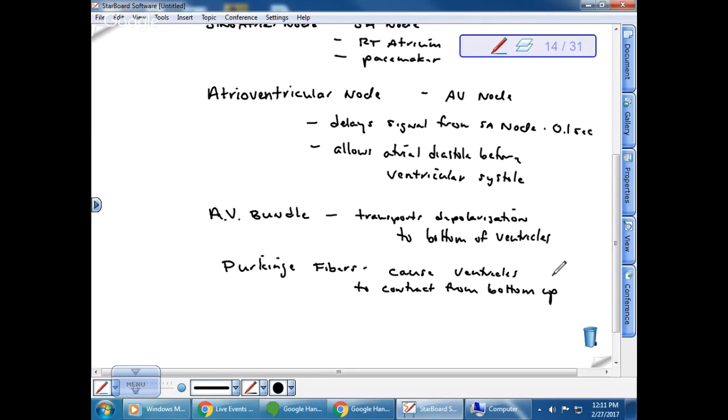Okay. And this is really important in a 4-chambered heart because you wouldn't want them contracting from the top down, because then the blood would be forced against the wall of the heart, and eventually might even erode the heart wall and cause a hole to form in the heart, right? So we want the heart to pump from the bottom up so blood will flow in a laminar fluid fashion up and out and into the blood vessels, okay?